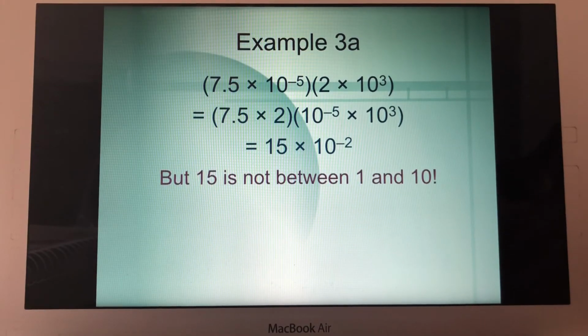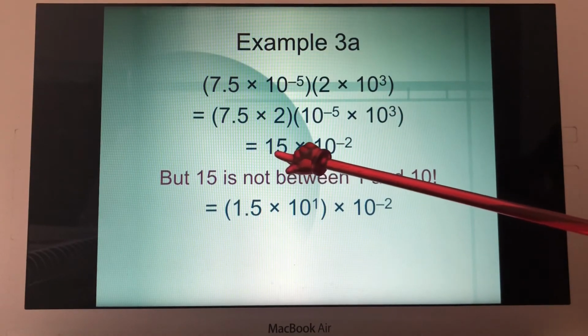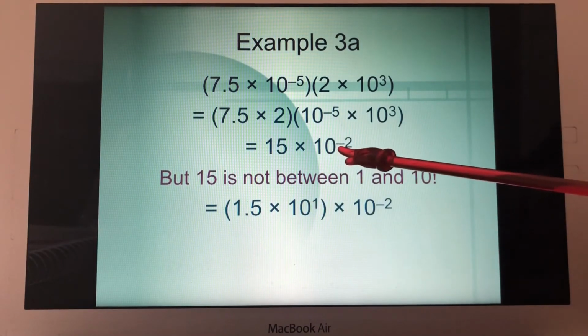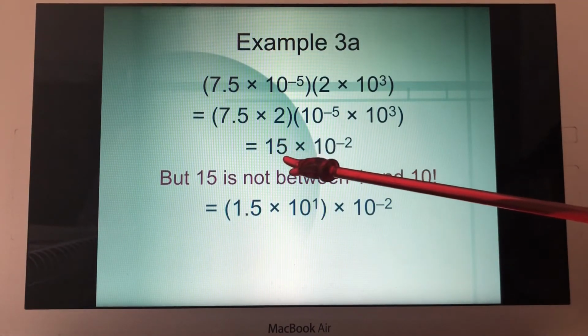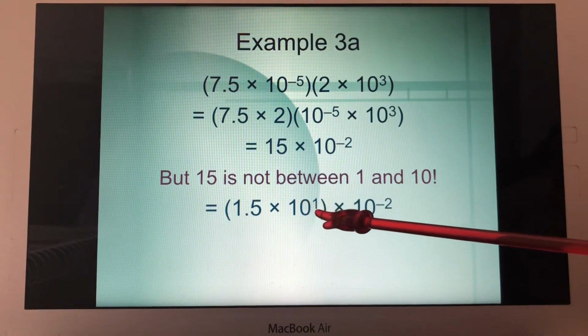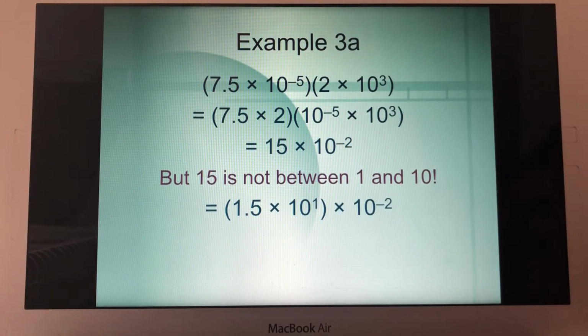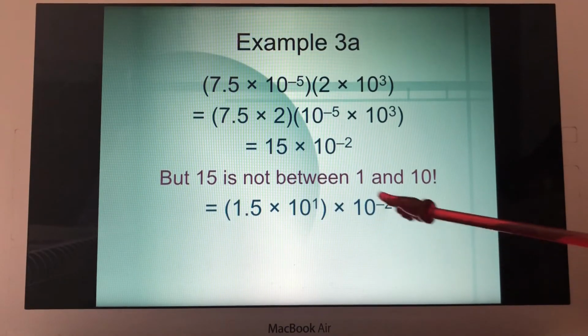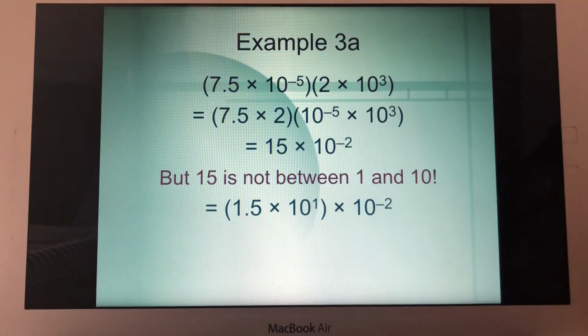Okay, but 15 is not between 1 and 10. So we need to rewrite that in the correct scientific notation. We move our decimal over, and we get 1.5 times 10. We move it over one place, and that's going to be 10 to the 1st power times 10 to the negative 2 power here. Then now you can simplify this, and we get 1.5 times 10 to the negative 1 power.